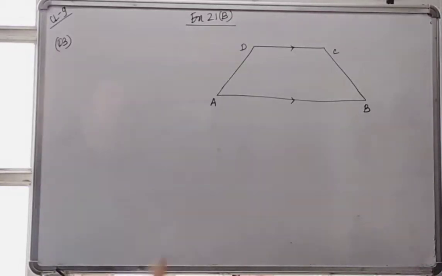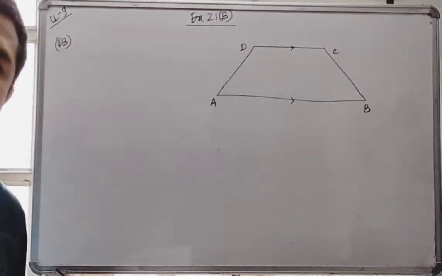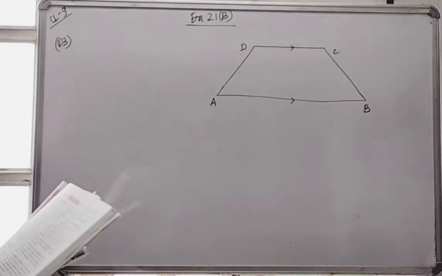In today's class, we'll start with question number 3. We are doing exercise 21b, problems based on cross section. All right, so now let's read the question.